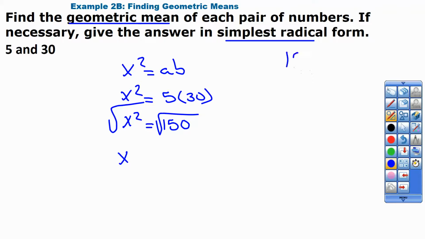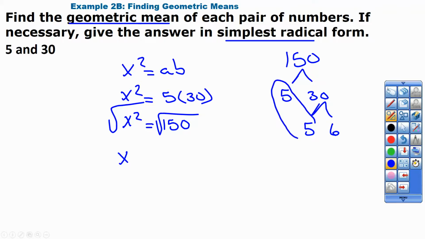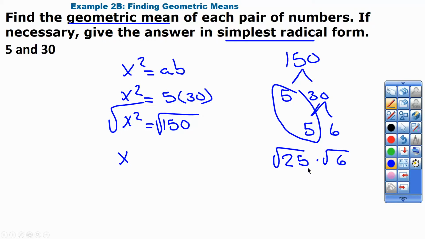You're going to take 150, and you're going to factor that out into 5 and 30, and factor that out into 5 and 6. So you see these numbers right here. We combine those together, and you get 25. Square root of 25 times the square root of 6. And so the square root of 25 is 5. So 5 square root of 6.